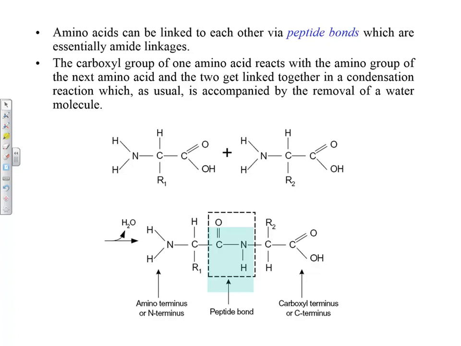Now, even after you've done the first linkage, I still have an amino group over here, right? A carboxyl group here. So I can do it again. I can link up the amino group of the next amino acid with this carboxyl unit and continue the chain. Okay, and it can be very long, right? So if you're looking at a protein, which is basically a bunch of amino acids that are linked together by peptide bonds, on one end, you will have what is called the amino terminus or the N-terminus of the protein. So it has a very definite polarity. And on the other end, you're going to have the carboxyl terminus or the C-terminus of the protein.